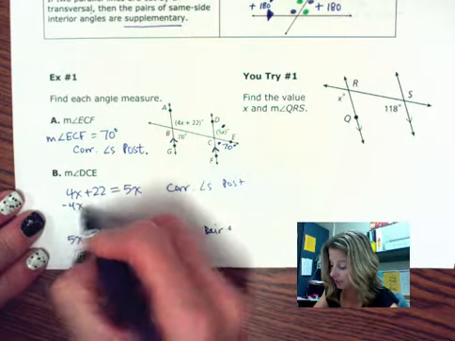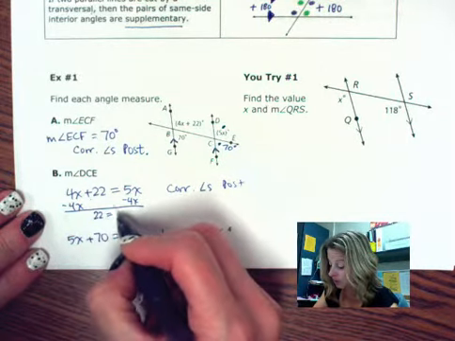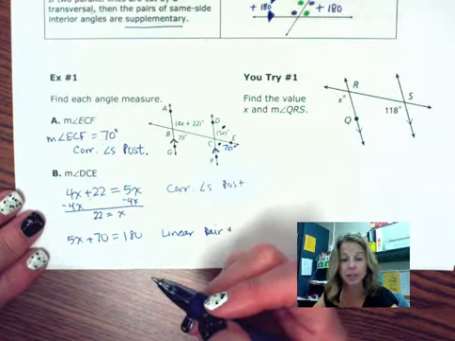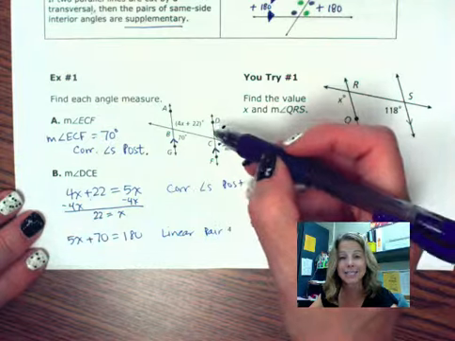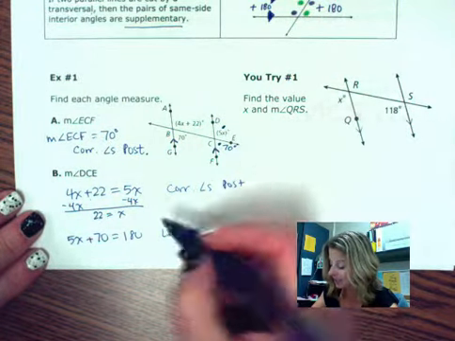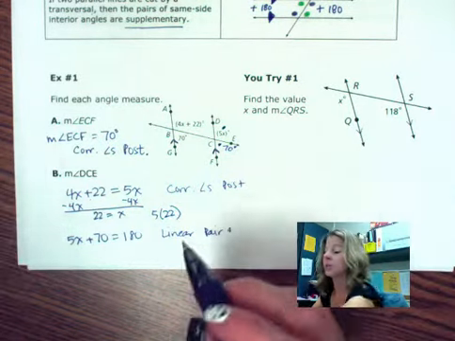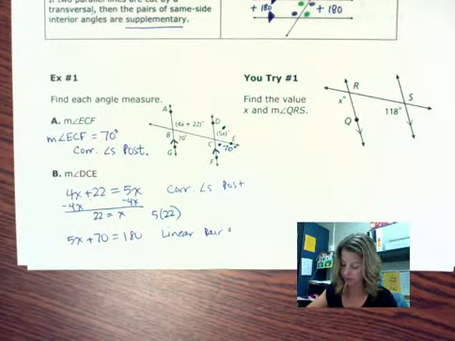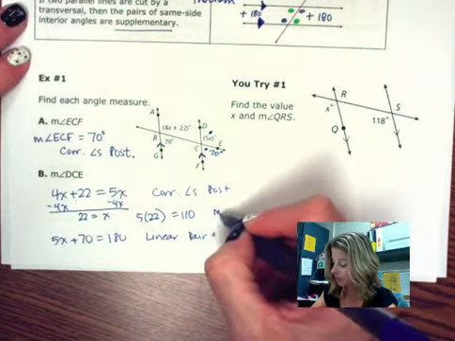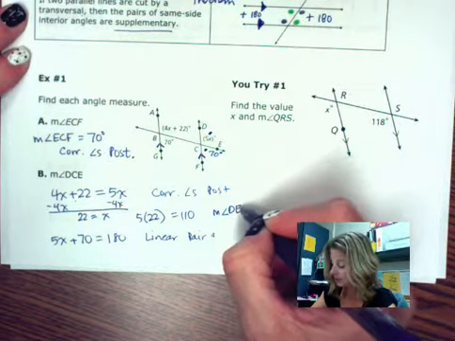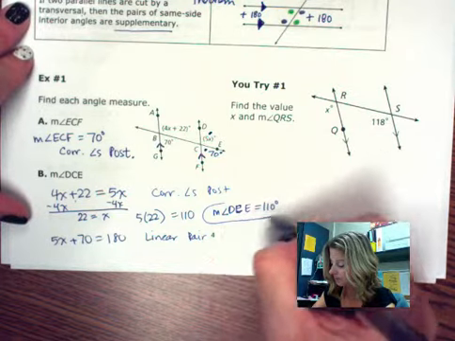So I would be taking away 4x from both sides. So that would give me 22 equals 1x. So I'm done. But I need the measure of DCE. So I keep saying DEC. DCE is 5x. So I need to plug that in. And so 5 times 22, we get 110. So the measure of angle DCE equals 110 degrees. Okay?